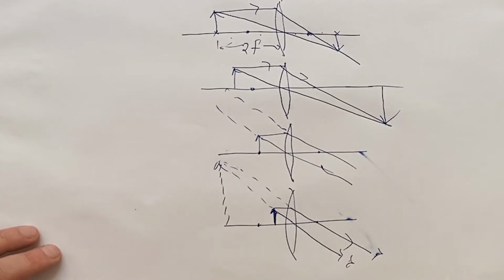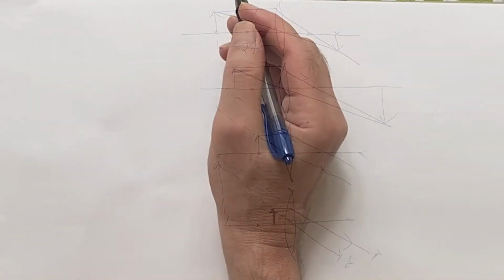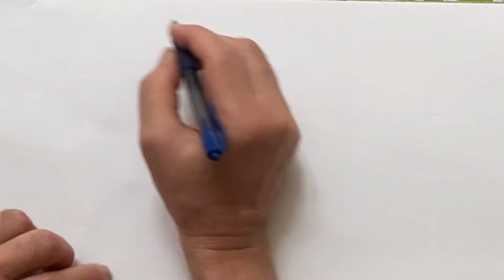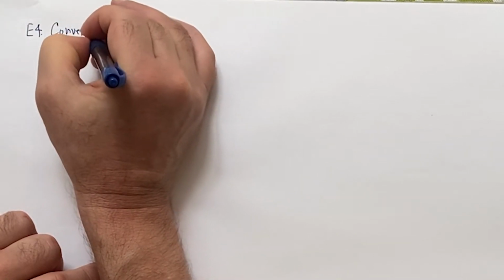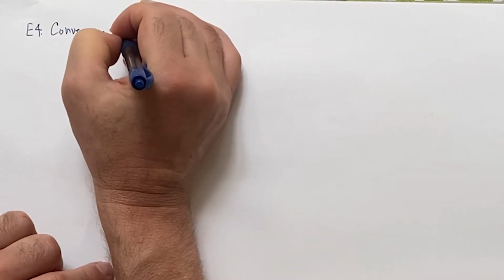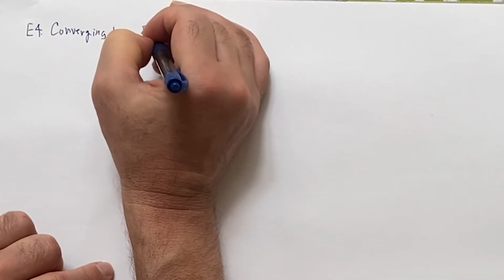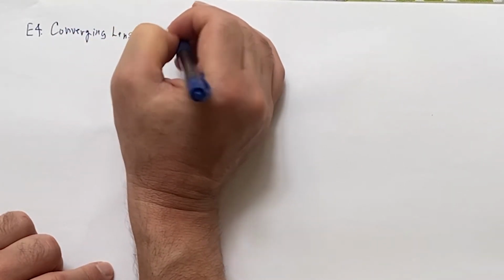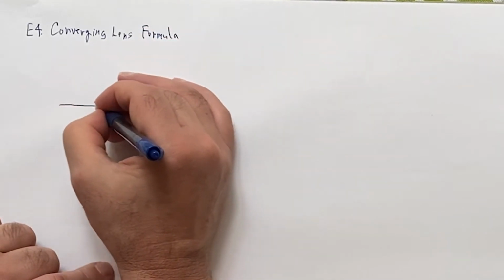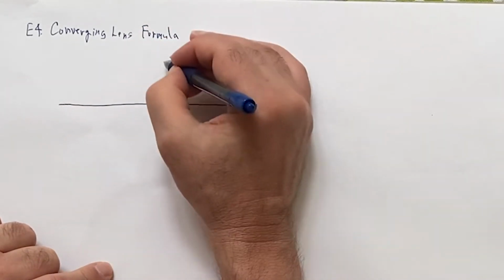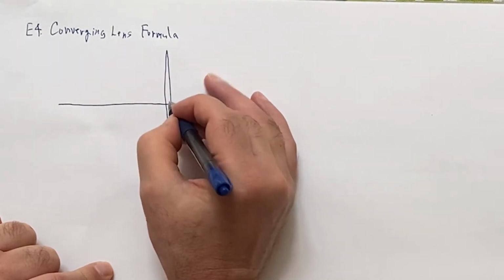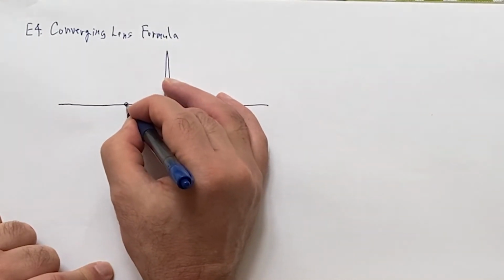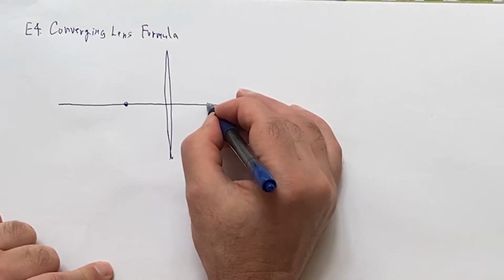Well, we're ready for some math now. Okay, so for the math discussion, this is E4, and we're going to look at the converging lens formula. Now, for the converging lens formula, it's advisable that I use a ruler here, but I'm just going to see if I can pull it off. So here is an F point, and here is an F point.